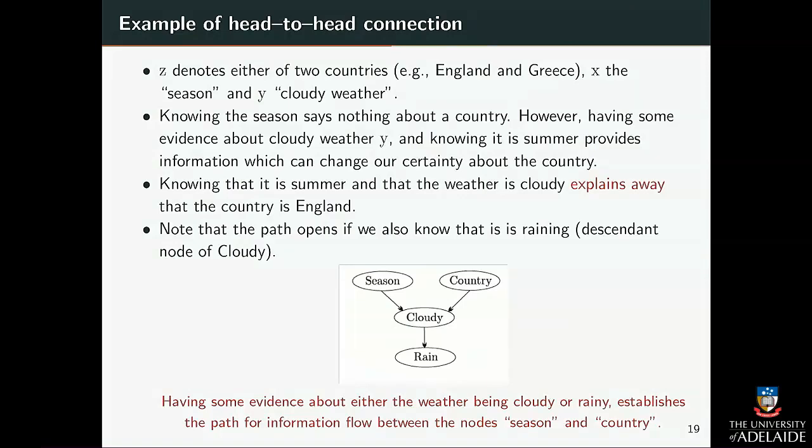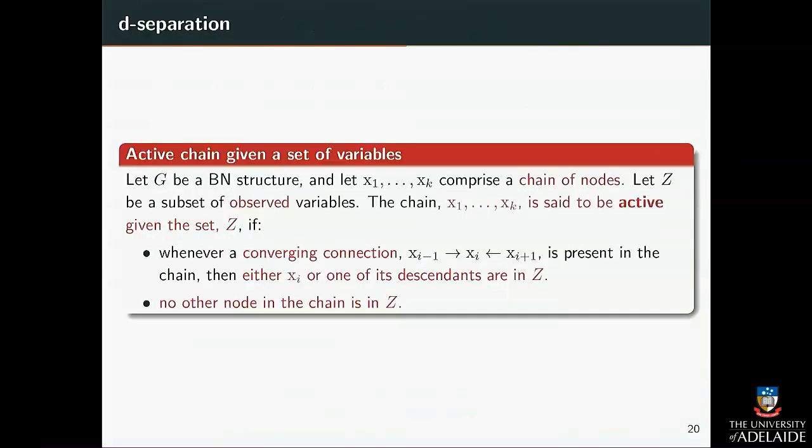And obviously this is also true for the descendant. If you know it's summer and it rains, that's as good as knowing that it's cloudy. That's revealing information about the country. Okay, so that's why we say that it opens information, or explains, and so that's actually an interesting connection. So converging connections are quite important, and they are key to understand how groups of nodes in a Bayesian graph are independent from other groups of nodes.